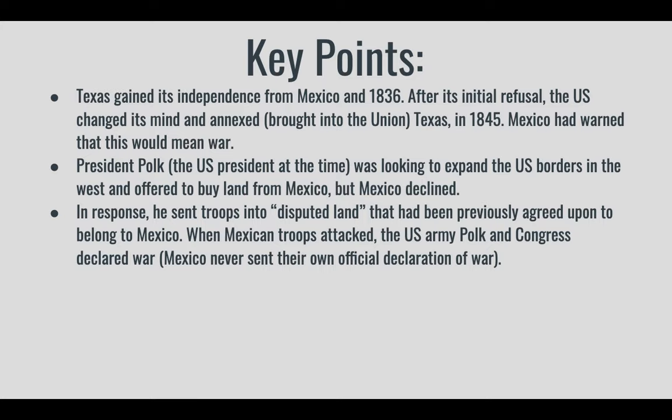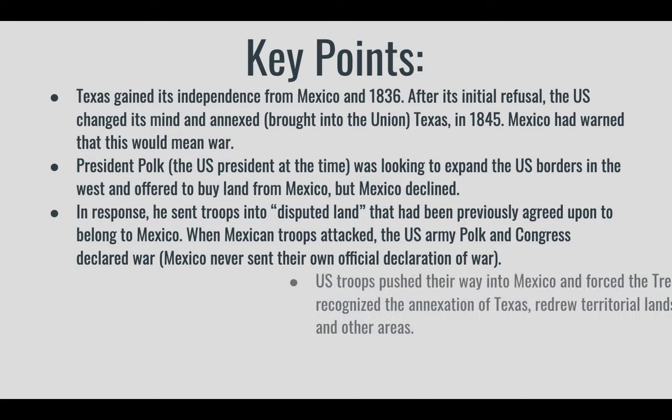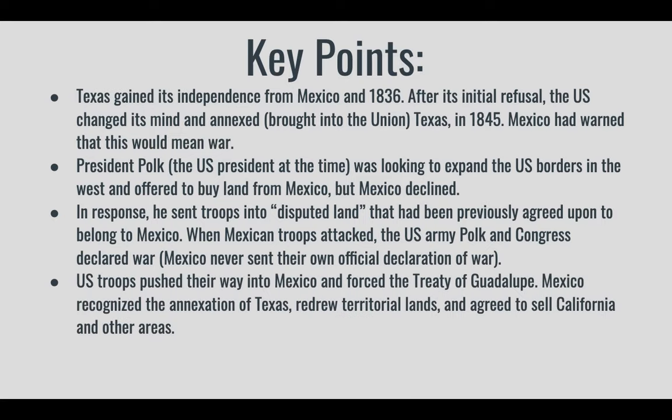And President Polk was pretty excited about this because now he had a way to go to Congress and say, hey, we can declare war on Mexico. They've attacked us. Because he couldn't declare war on his own, he needed Congress to agree. And so they sent an official declaration of war to Mexico, but Mexico did not respond with their own declaration of war on the U.S. The United States pushed their way into Mexico and drew up the Treaty of Guadalupe.